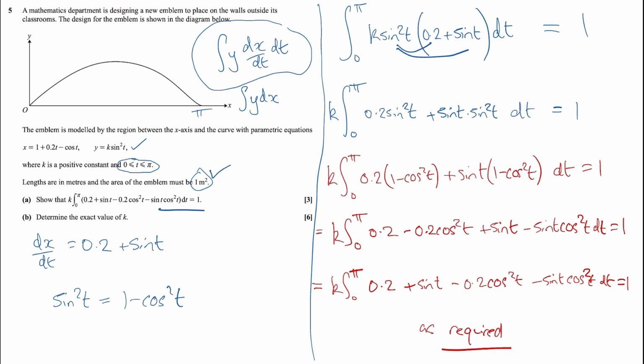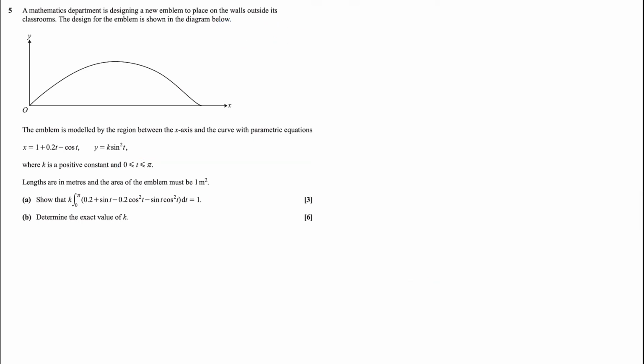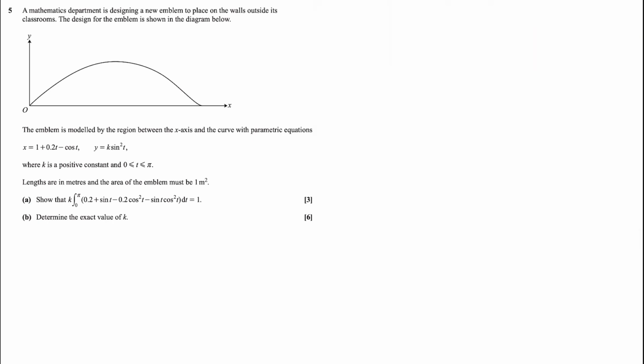Let's move on to part B. It doesn't get any easier in part B, to be honest, because that was just the show that question. You can actually attempt part B if you don't know how to do part A, which in some ways is quite nice. So, determine the exact value of k.